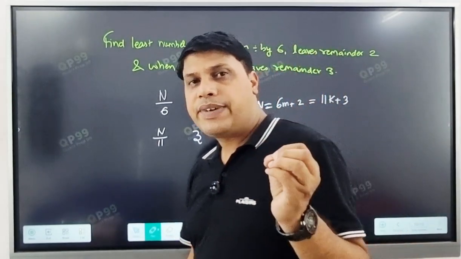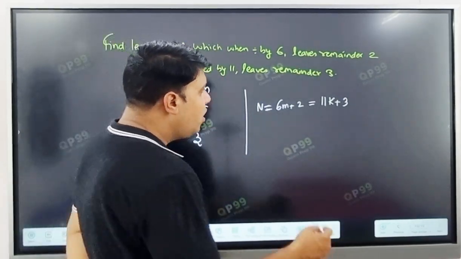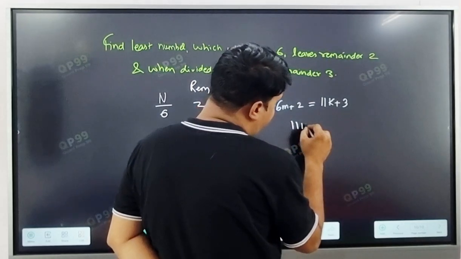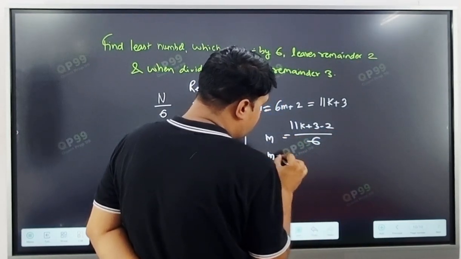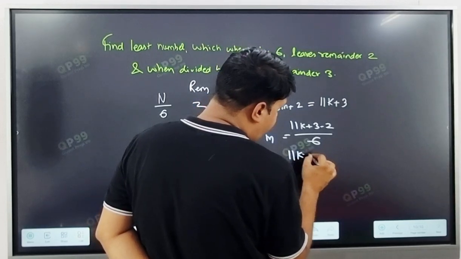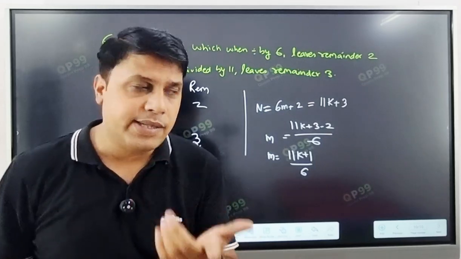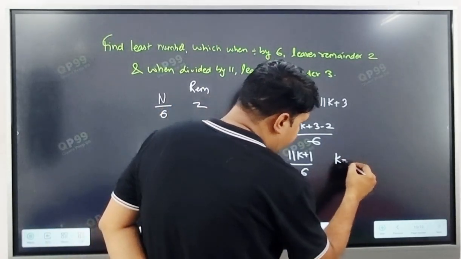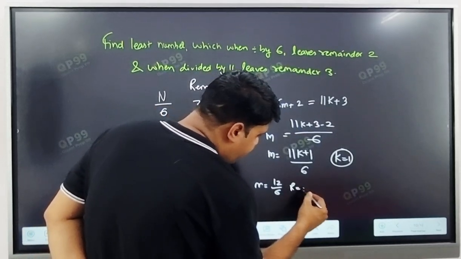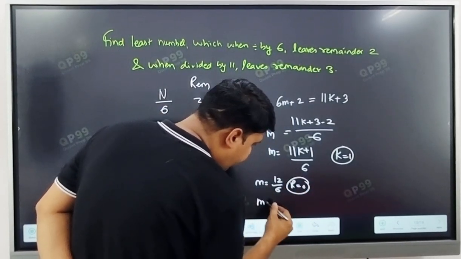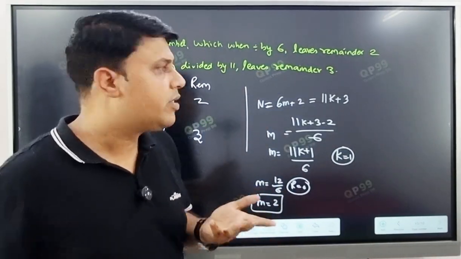So ultimately we have to satisfy the common value of m and k so that both are integers, right? So if I write that, (11k plus 3 minus 2) upon 6 equals m. So this is (11k plus 1) divided by 6. Now we have to find the least value of k for which m is an integer. So if I put k equals 1, the answer will be 12 upon 6, the remainder is 0, of course, right? The point is that m will be 2. So k is 1, m is 2, that's it, the answer will come, right?